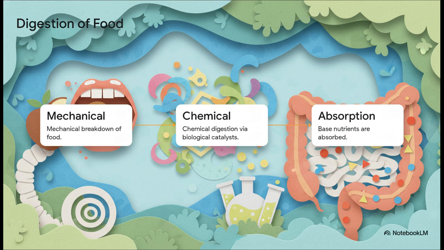Step 1, the mechanical breakdown, like physically chewing your food, is really just the precursor. All it does is increase the surface area for step 2, deep chemical digestion. This is where the magic really happens, relying on biological catalysts to break the food down until finally, in step 3, those base nutrients can be absorbed by the body.